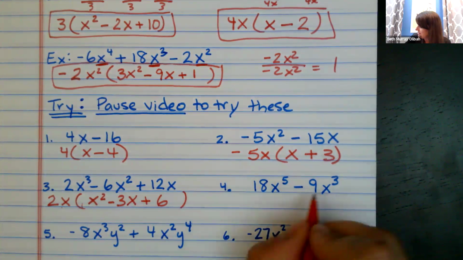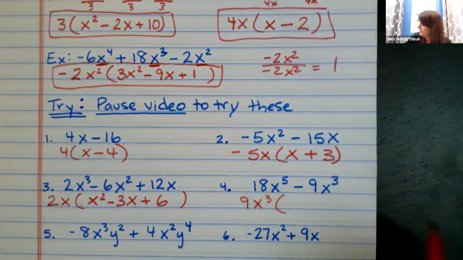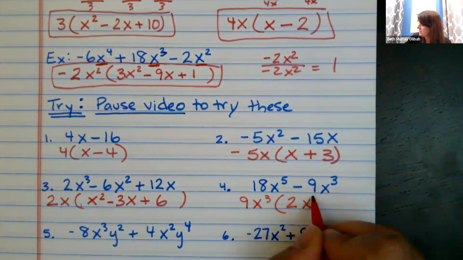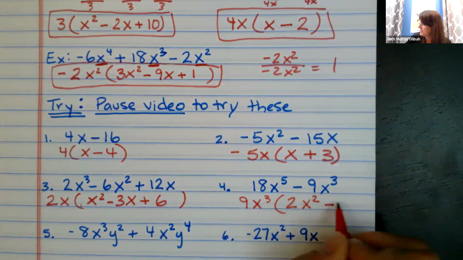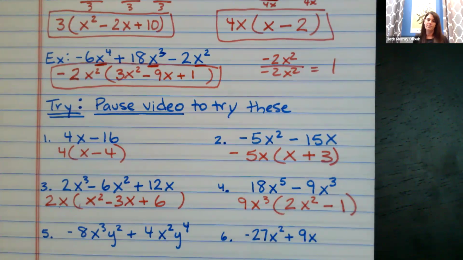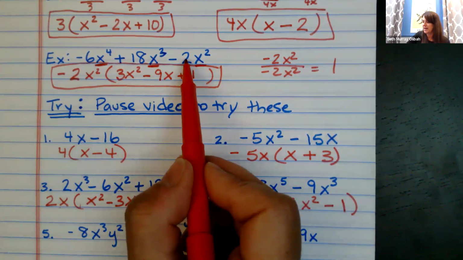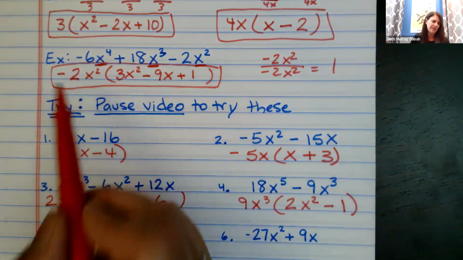Number 4, I can take out a 9x to the 3rd. 2x squared minus, here's the tricky one again, I took everything out, so make sure you have that 1. In this case, it was a -1 because I had a negative divided by a positive. Last time it ended up being a +1 because I had a -2x squared divided by -2x squared.